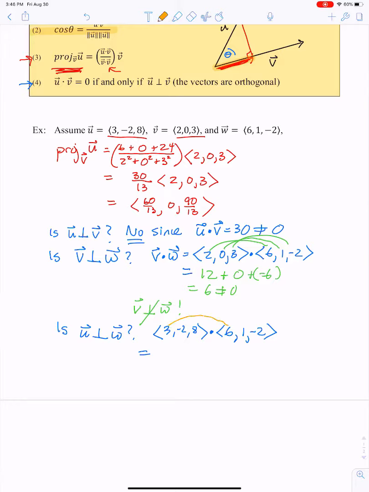3 times 6 is 18. Minus 2 times 1 is minus 2. 8 times minus 2 is minus 16, which is 18 minus 18, which is 0. And so the answer is yes, since the dot product is 0, so since u dot w equals 0, u is orthogonal to w. So that means that u and w, even though they're in three-dimensional space, are going to make a 90-degree angle when you measure them.